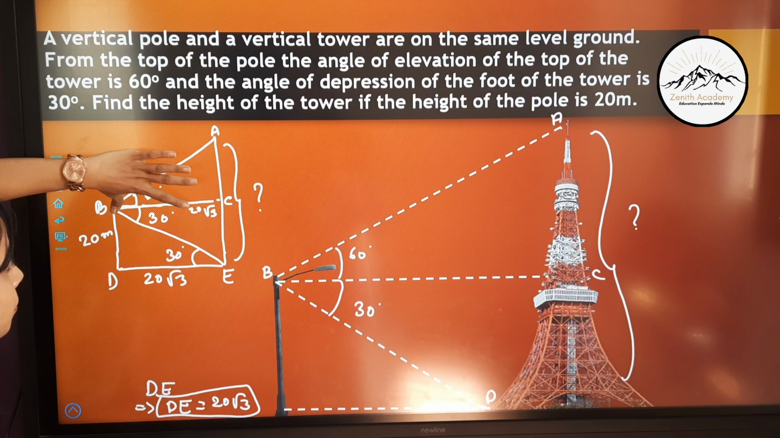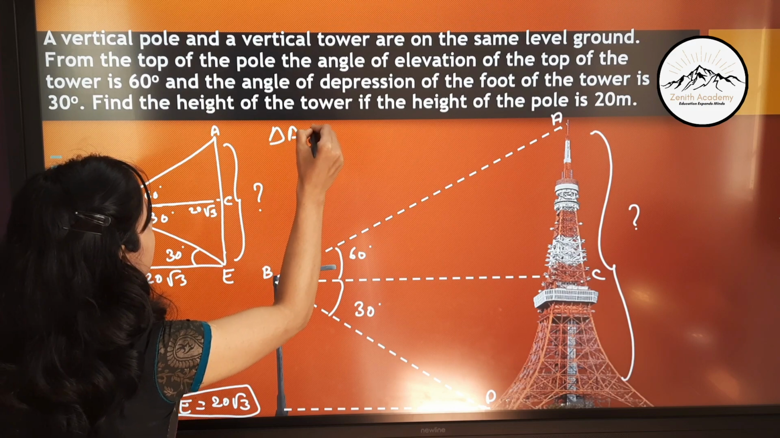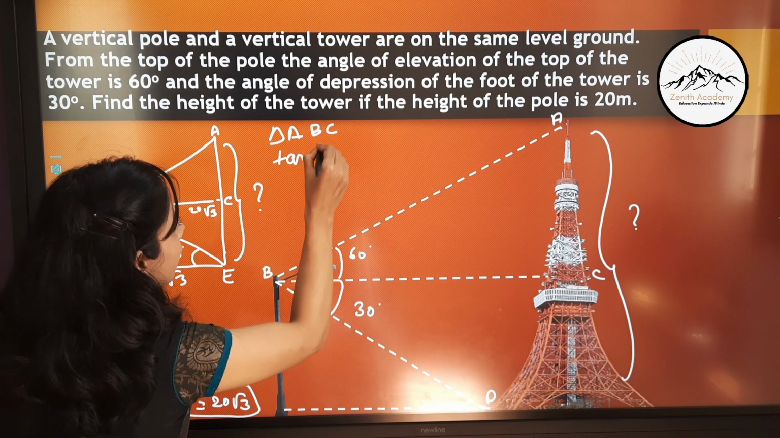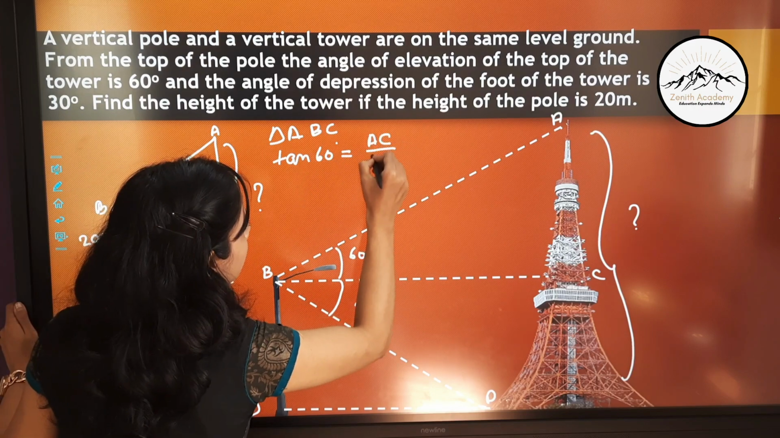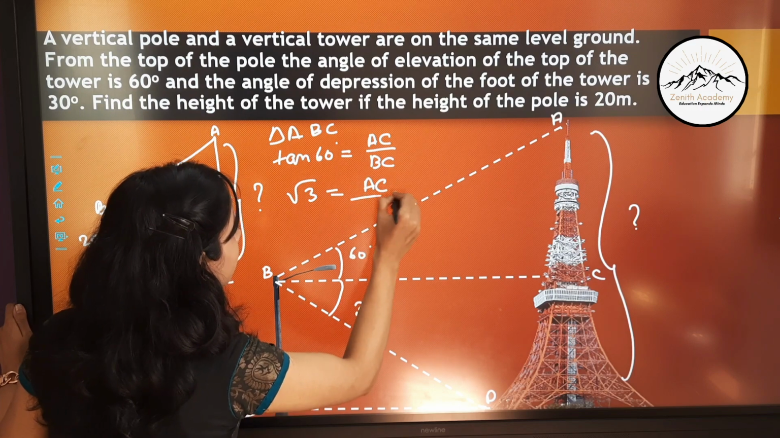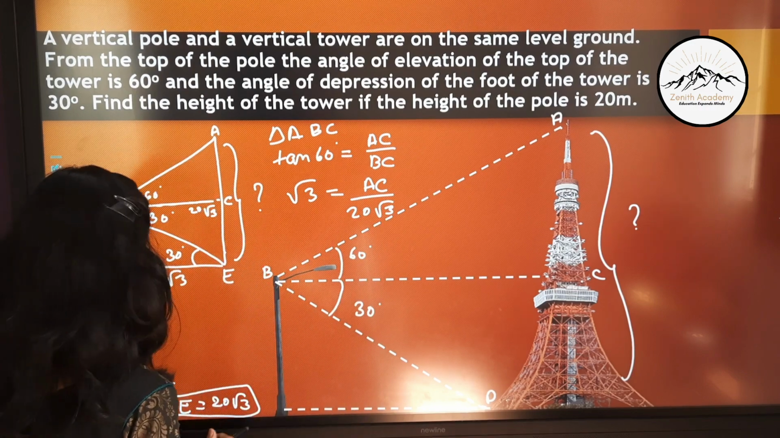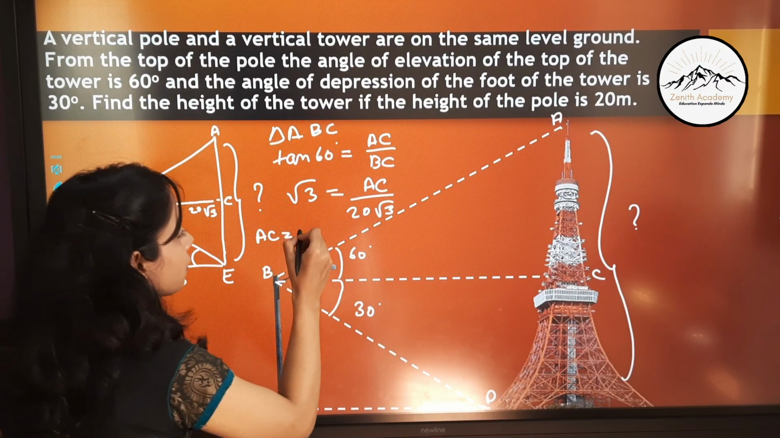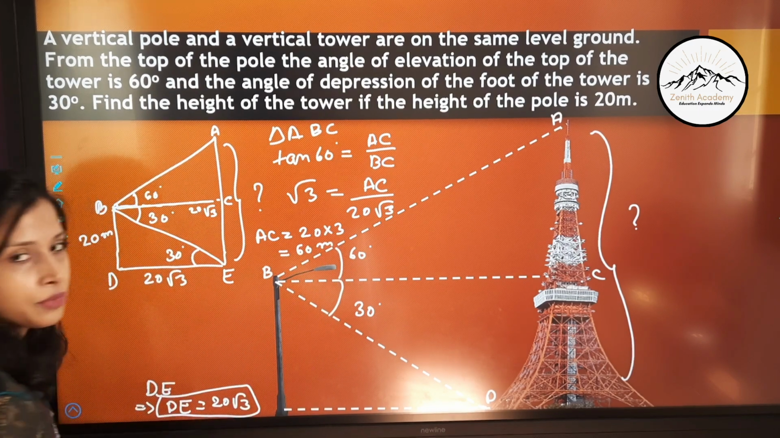Now, if we have this base BC, we can find AC. So, how we will find AC? In triangle ABC, what we have? Tan 60 degrees is equal to AC upon the base BC. Tan 60 degrees is equal to root 3 and AC we need to find. The value of BC is 20 root 3. So, what will be the value of AC? 20 root 3 into root 3 will give us 20 into 3, which is equal to 60 meters.